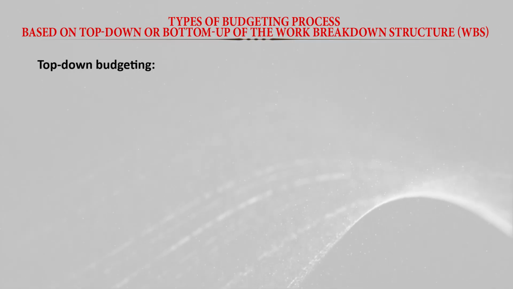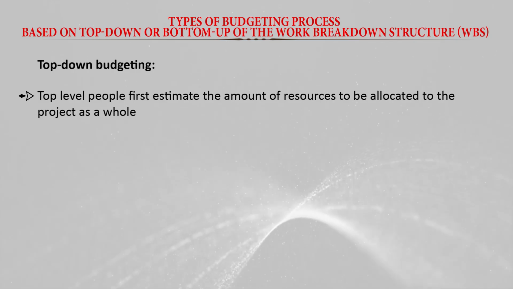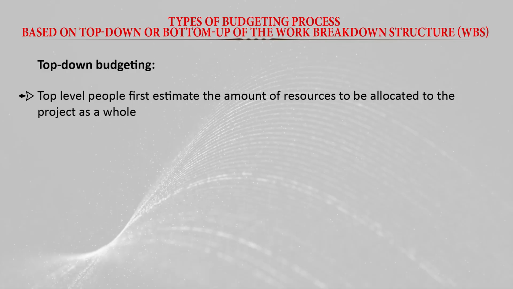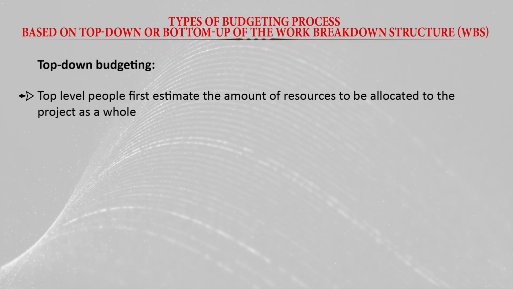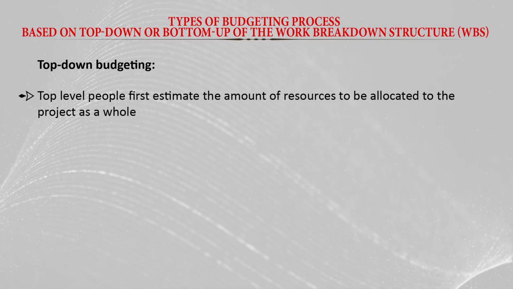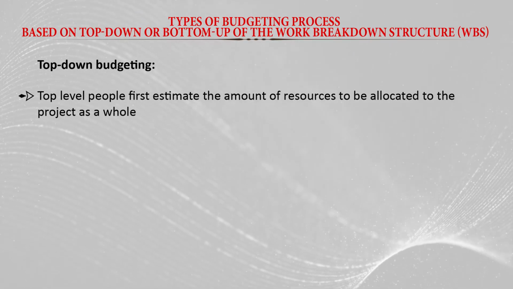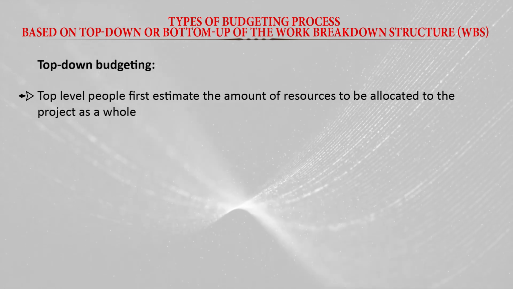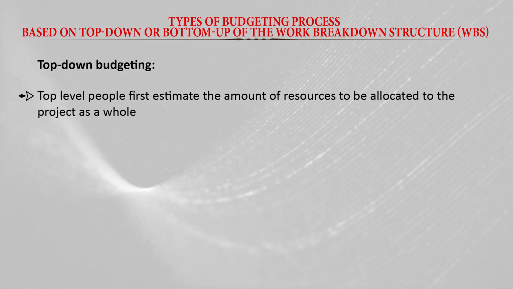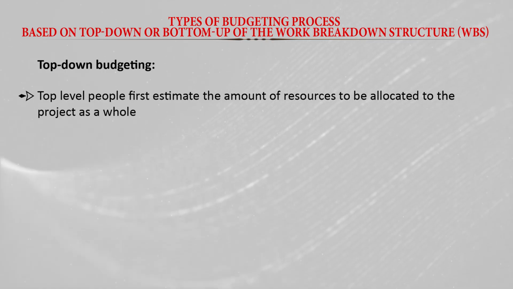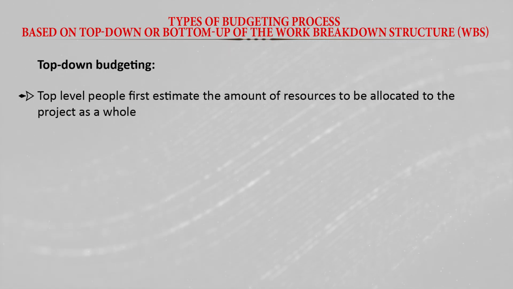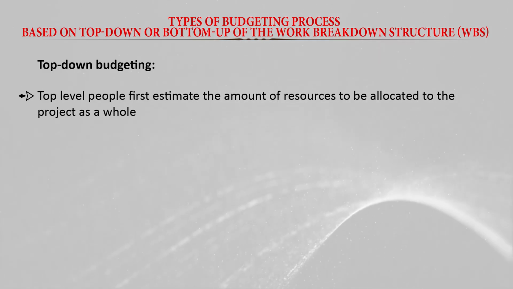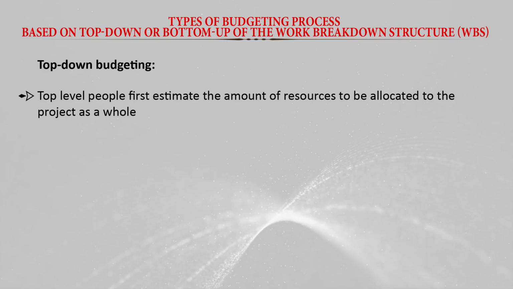In top-down budgeting, top-level people, the top management, first estimate the amount of resources to be allocated to the budget as a whole, like we do in planning for the country. We allocate some money to different development departments, different ministries. Here also the top management divide the budget and announce activities for different sections of companies, business firms, and any development organization.